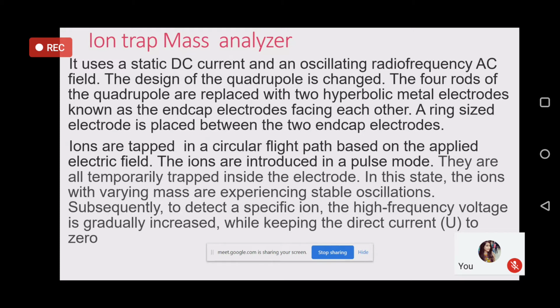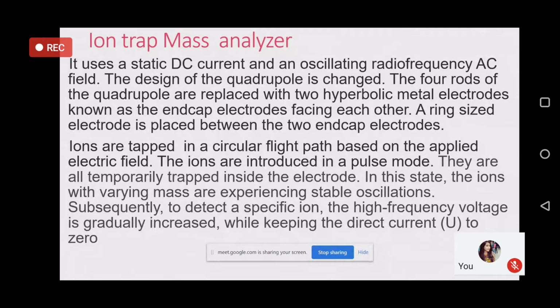The ions are introduced in a pulse mode. They are all temporarily trapped inside the electrode. In this state, the ions with varying mass are experiencing stable oscillation. Subsequently, to detect a specific ion, the high frequency voltage is gradually increased while keeping the direct voltage almost zero. So what does this mean? You are collecting the ions.